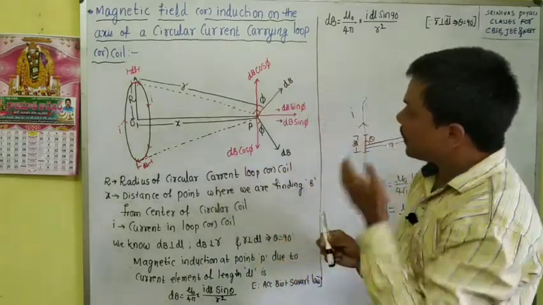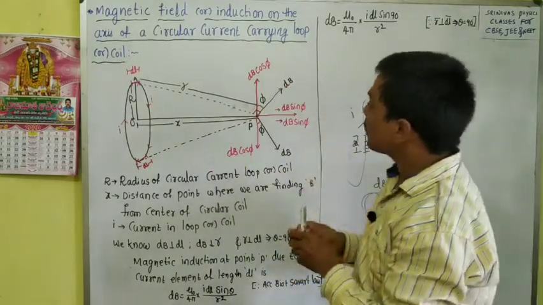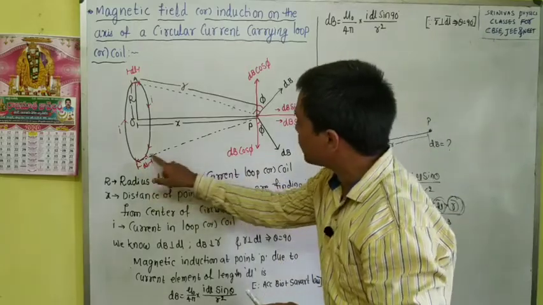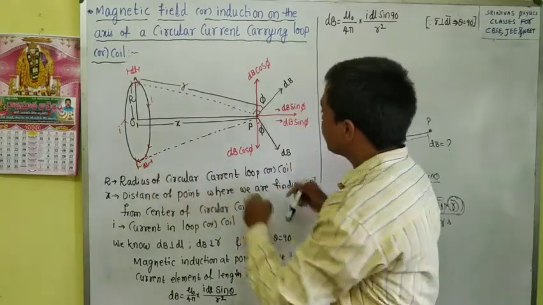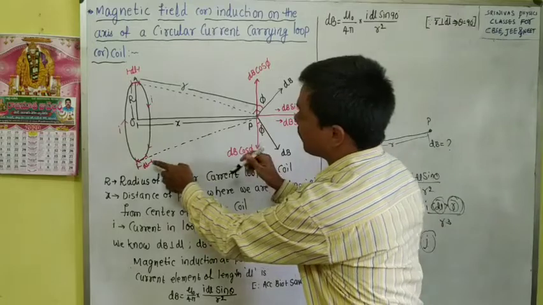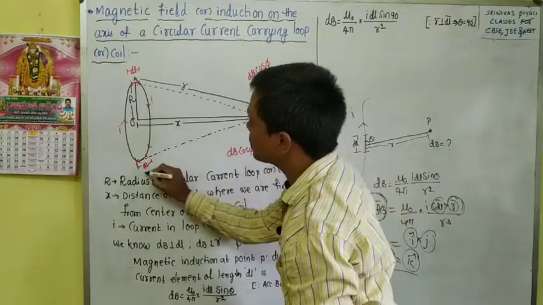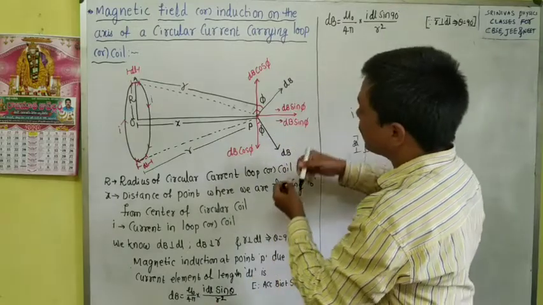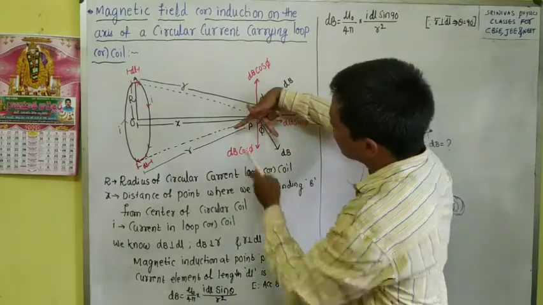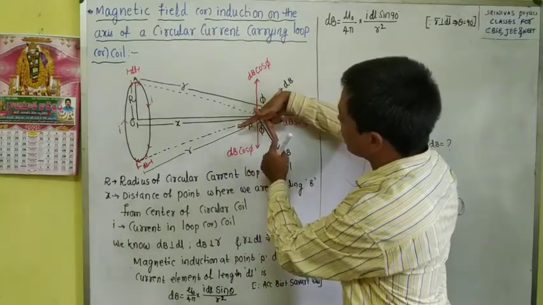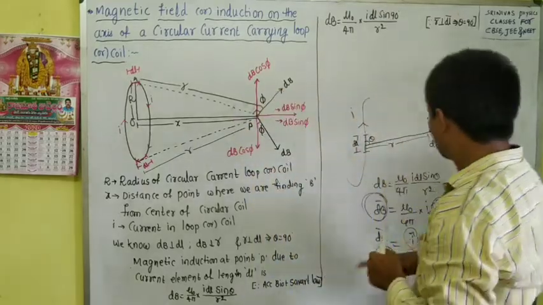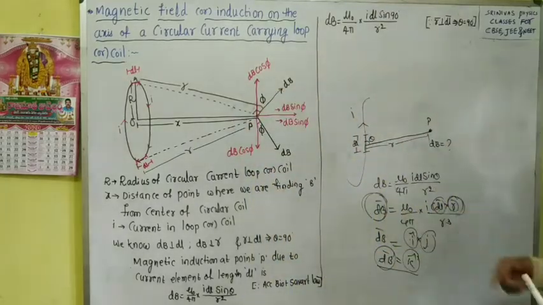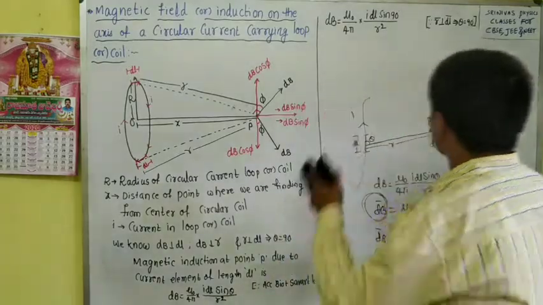Okay, and now I am classifying this dB due to this element at this point. It is along the downward direction, perpendicular to this small r, right? This is the small r, and it is perpendicular to small r, right? That means dB should be 90 degrees, this is 90 degrees. dB is perpendicular to r, you must remember this, from this equation dB perpendicular to r.